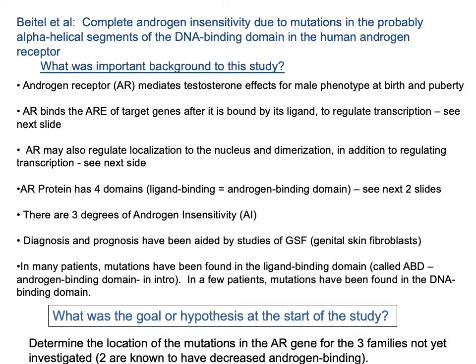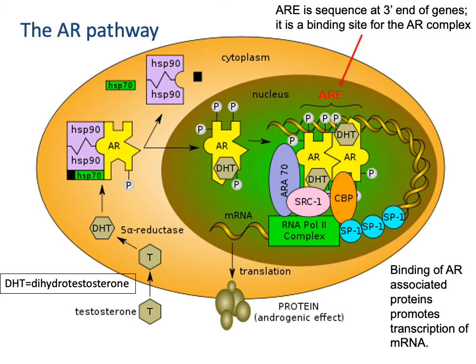Okay, so this is a picture to show us the pathway in which the androgen receptor works. So if we start at the bottom left, we see testosterone enters into the cell. It's going to get converted, that's the T in the hexagon. It's going to get converted by 5 alpha reductase into DHT, which is dihydrotestosterone. DHT will then bind to AR, which is that yellow puzzle piece looking protein.